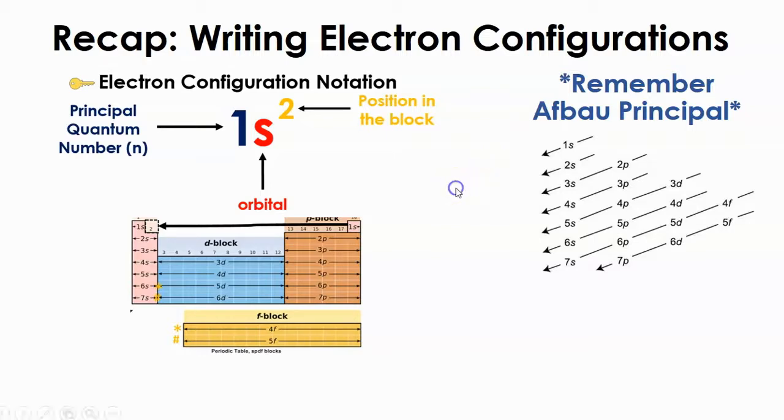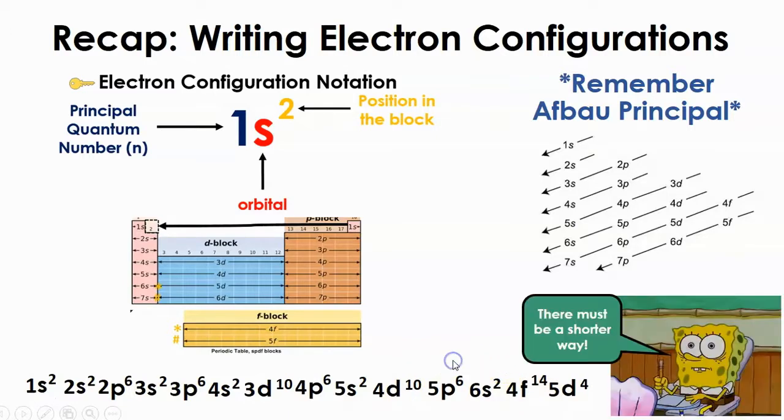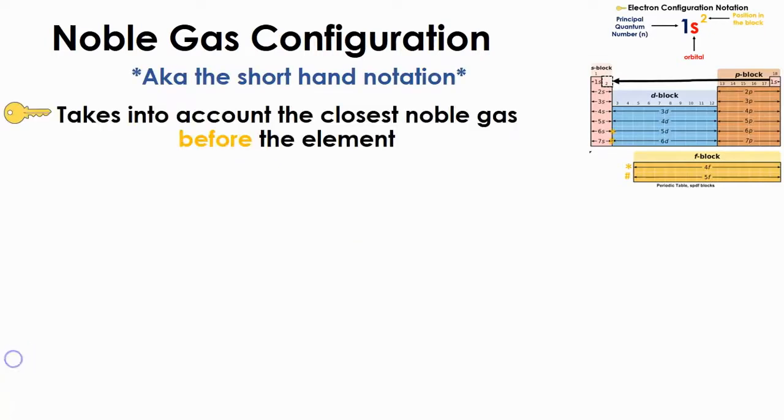The problem is that sometimes these electron configurations, as you noticed, can be super long and tiring to write. And you are probably asking yourself, is there a better way? And the answer to that is yes, there is. And that is what we're going to go over in this video today. The easier way is our noble gas configuration, also known as the shorthand method to writing electron configurations.